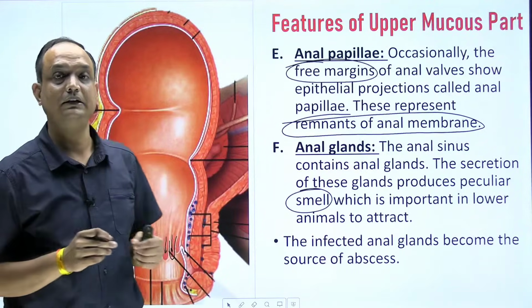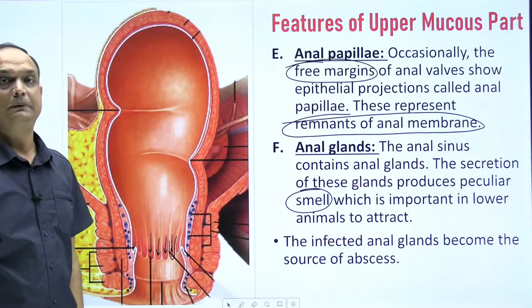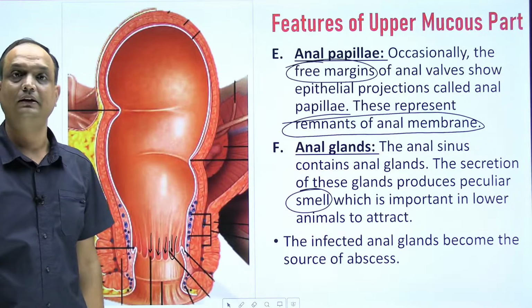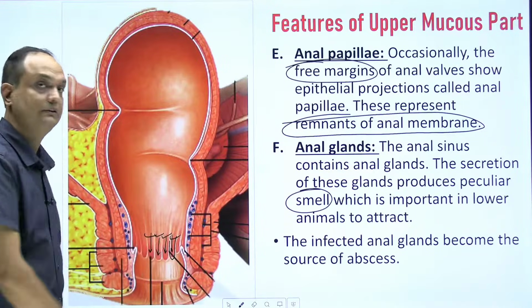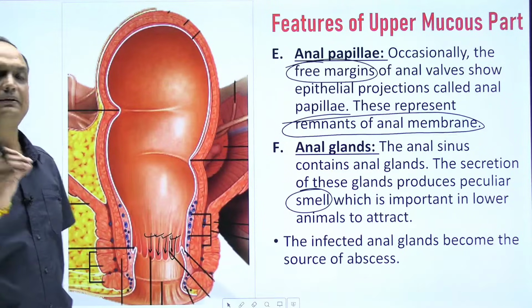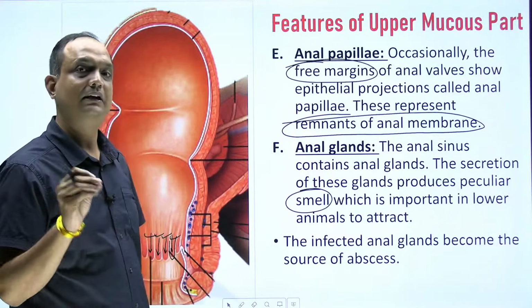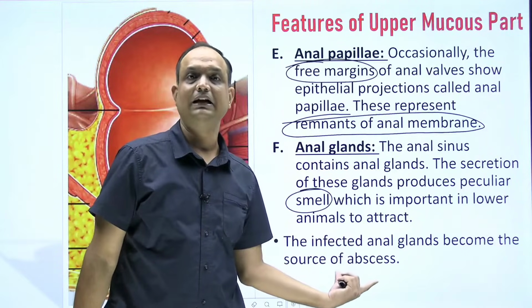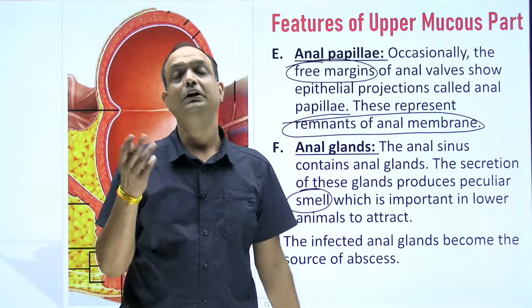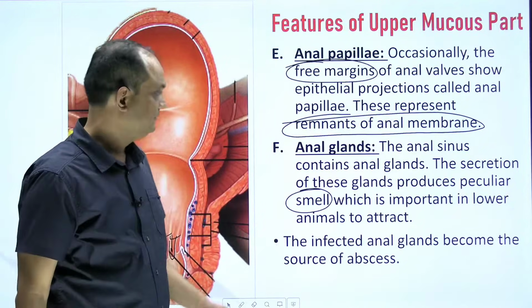But the important thing in human beings is that in constipated persons, when hard stool is there, repeated trauma occurs in these mucosal areas of the anal canal. That site of trauma will cause infection, and that infection will lead to infected anal glands. And once the gland becomes infected, it will lead to the formation of abscesses around the perianal region.